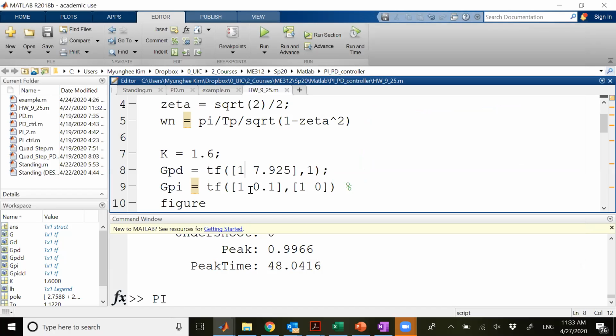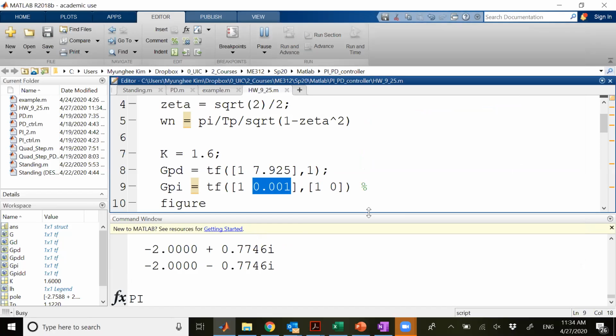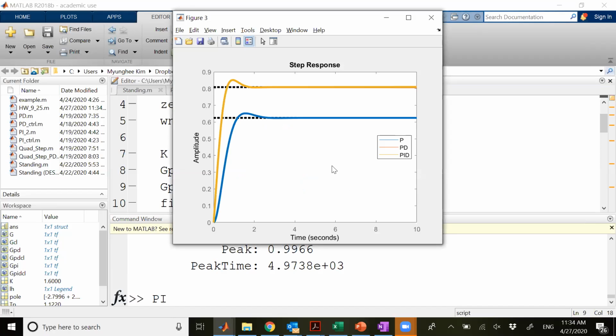So this is typically due to the fact that the gain is small, something like this. So we can make the PI even closer to the I controller by making the zero very, very small. Then this is what happens. Now because it's almost canceled out, your PID controller almost does not work.